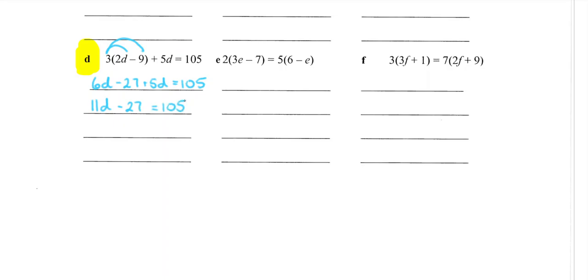Okay, ready for our opposites now. So the 27, I'm going to have to plus 27 plus 27. Get rid of that. 11D equals 132. Last step, what should I do? Divide the 11, good. Which means that D equals 12, yes.